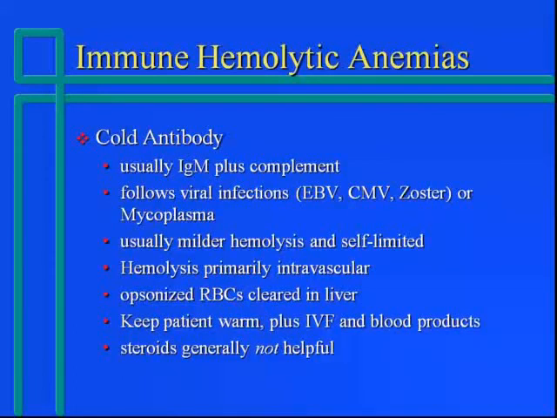Cold antibody hemolytic anemia is usually an IgM antibody with complement, and the classic infection that this follows is mycoplasma. It can also follow viral infections, including Epstein-Barr virus, cytomegalovirus, and herpes zoster. This tends to be a milder autoimmune hemolytic anemia than the warm IgM antibody, with milder hemolysis and a self-limited course. In contrast to warm antibody, the hemolysis is usually intravascular with opsonized red blood cells cleared in the liver.